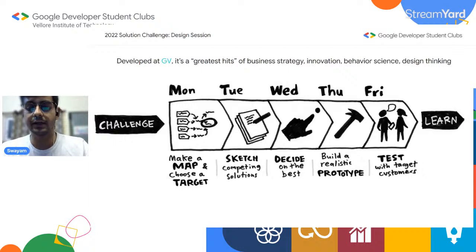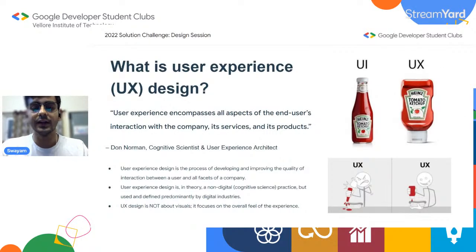And I think we should build on top of this. And then you build a realistic prototype. There are various prototyping tools across the internet, and we'll also be discussing a few. So yeah, you prototype the solution and then you test with target customers, and you can just repeat the cycle again. Cool. That was basically how design sprint works.